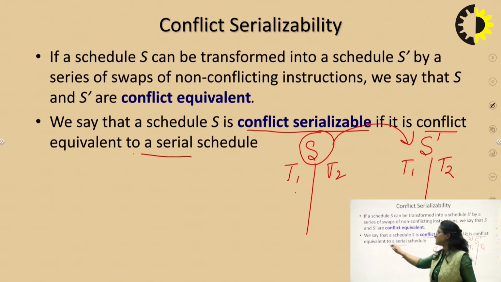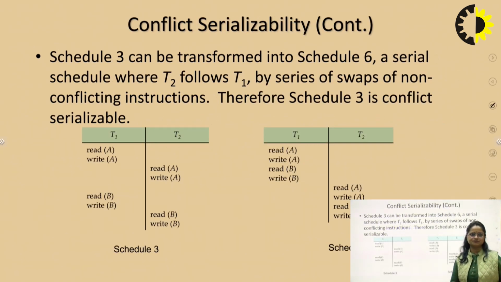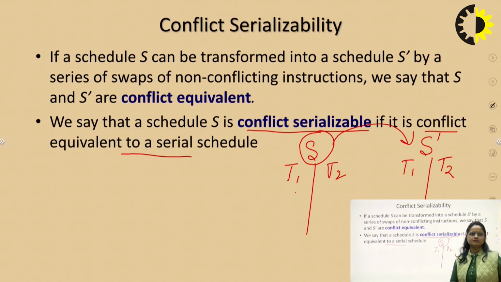equivalent to a serial schedule. Here swapping is allowed, but after swapping, we must be able to provide at least one schedule that is conflict equivalent to a serial schedule. So it is very important in terms of serializability. For conflict serializability, it is very clear that we need to know about conflict equivalence.